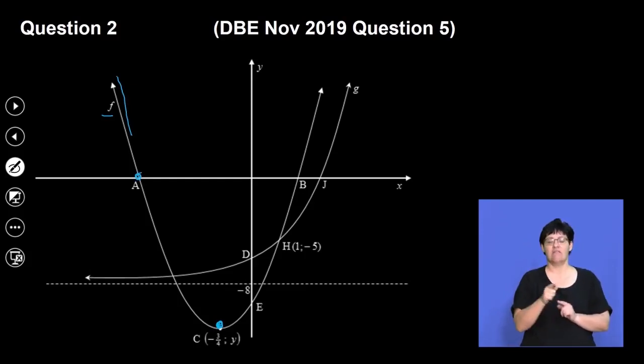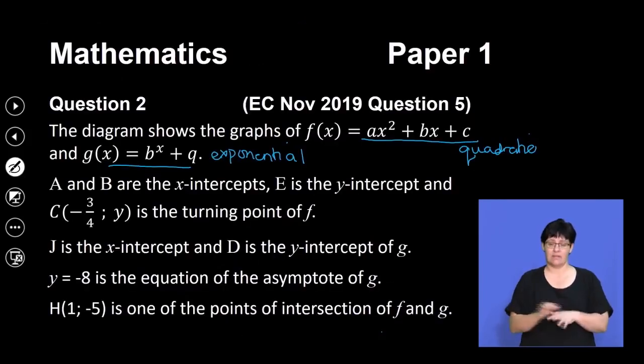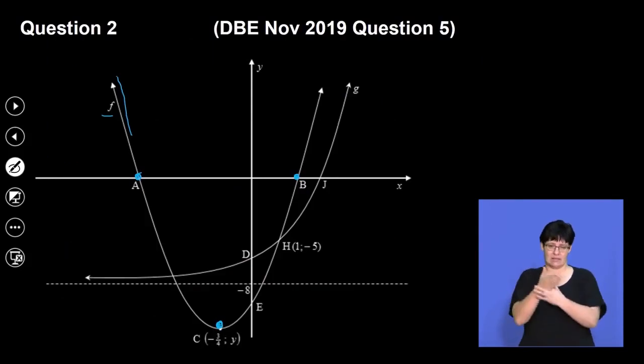And as was explained, there's A and B over there. Those are the x-intercepts of f. Okay, let's go back. We're also told that J is the x-intercept and D is the y-intercept of g. So let's go and look at that now.